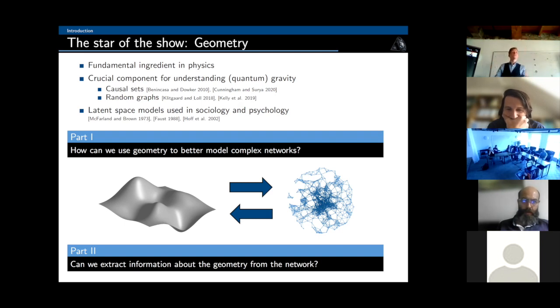And combining both parts, I hope to make good on my title and show you that there's indeed a powerful relationship here between networks and geometry.